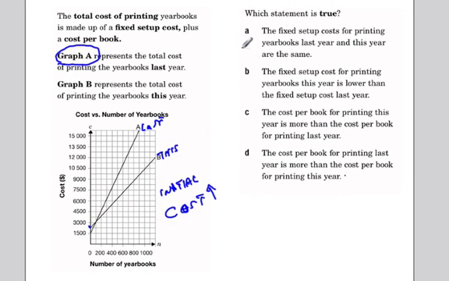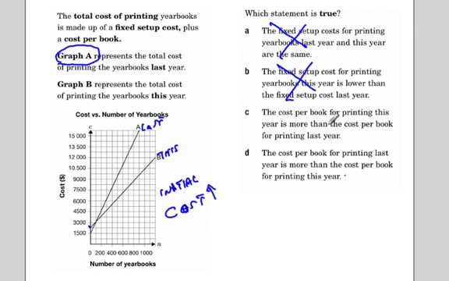So going over to looking at which statement is true, the fixed costs for printing the yearbooks last year and this year are the same. And this isn't true because the y-intercepts would be the same if that was true. The fixed cost for printing yearbooks this year is lower than the fixed setup cost last year. Well, the fixed cost is higher this year because the y-intercept for B is higher. So this is wrong as well.